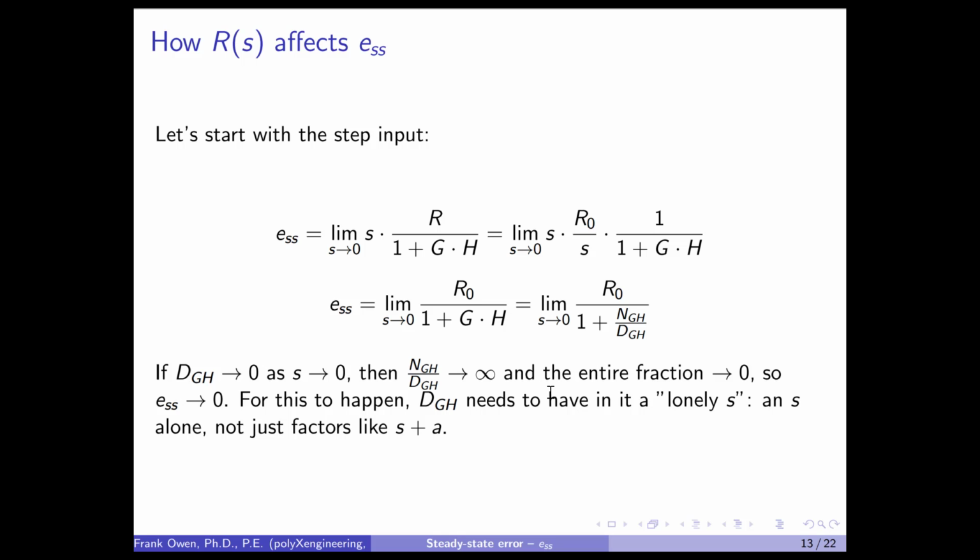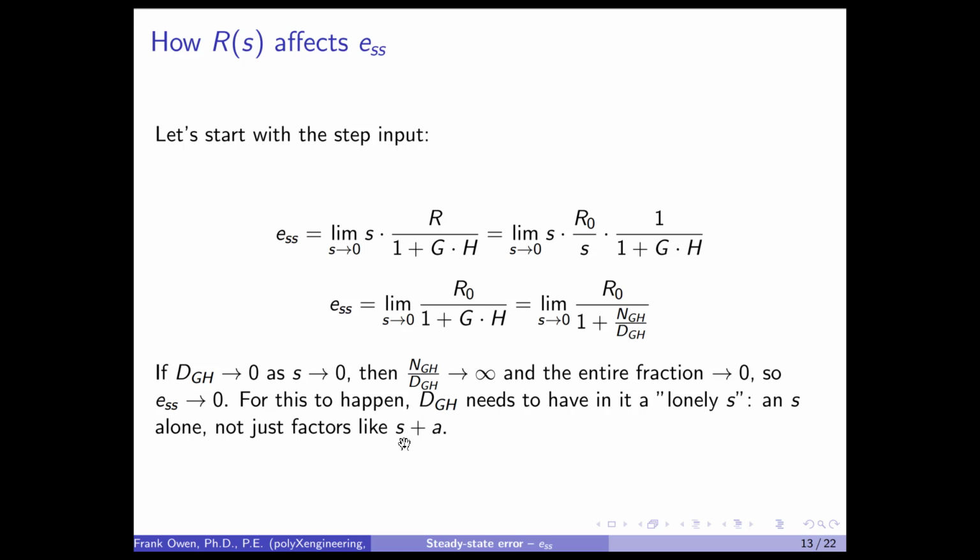But what we would have to have for this denominator of the open loop transfer function to go to 0, so that this would go to infinity, it has to have an s, a lonely s I call it, or a free integrator, that's the other way to put it, in the denominator there. It has to be an s alone, so that it's a factor in there, so that the whole thing will go to 0, and that will go to infinity, and that will go to 0.